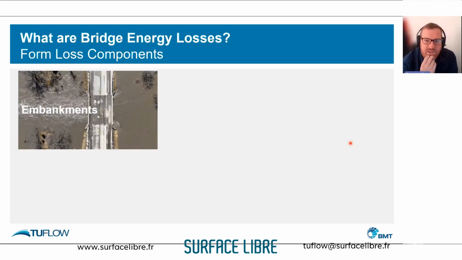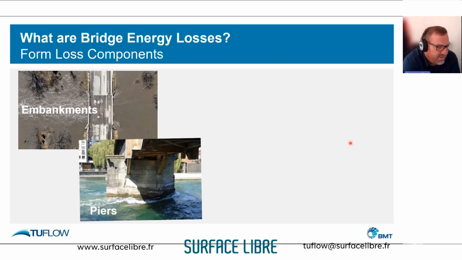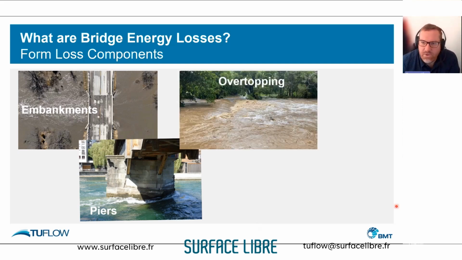What have we got in terms of form losses at bridges? So they're varied, and there's a couple of components which can contribute to the total form loss. There's that embankment side of things, which we just talked about. So it's basically a constriction with contraction upstream and expansion downstream. We have our piers, and basically this is just another form of constriction. We can see here we've got a water level, a bow wave at the upstream end, and some turbulent flow downstream. We have overtopping. So if our bridge deck becomes surcharged, we have energy losses associated with that overtopping.